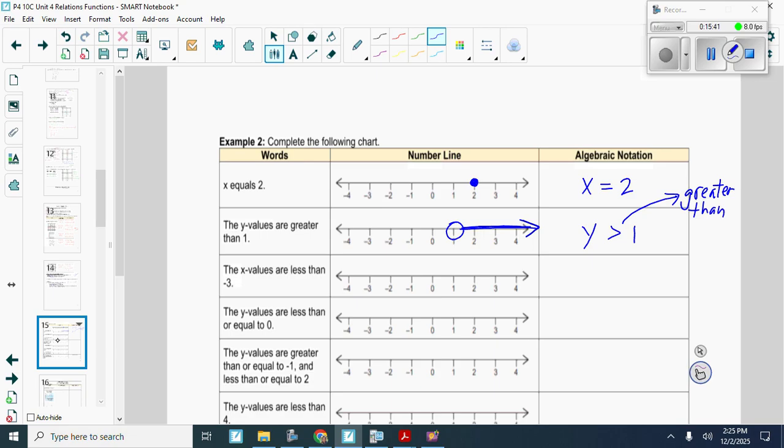Then let's do the opposite. X values are less than -3. Decide, are you going to do an open circle or a closed circle? Awesome, you're going to do an open circle, and we want less than -3, so your arrow goes to the left. And then here, x has to be less than -3. Let's make sure we're naming our symbols correctly. When the symbol's facing in this direction, that's a less than symbol.